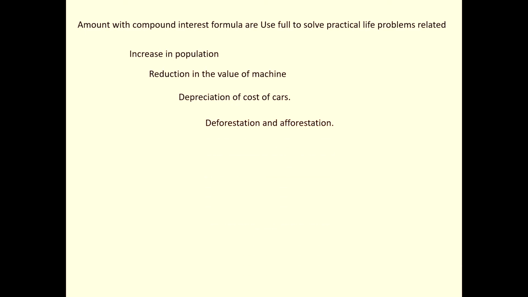Also deforestation or afforestation. Deforestation or afforestation means the rate at which trees are planted. If we know that rate, then after a certain year we can find how many total trees will be available. Same way, if we are cutting trees and we know the rate of cutting, then we can calculate that after 2 years the number of trees available on the earth will be so and so, and all that can be found with the help of the compound interest formula.